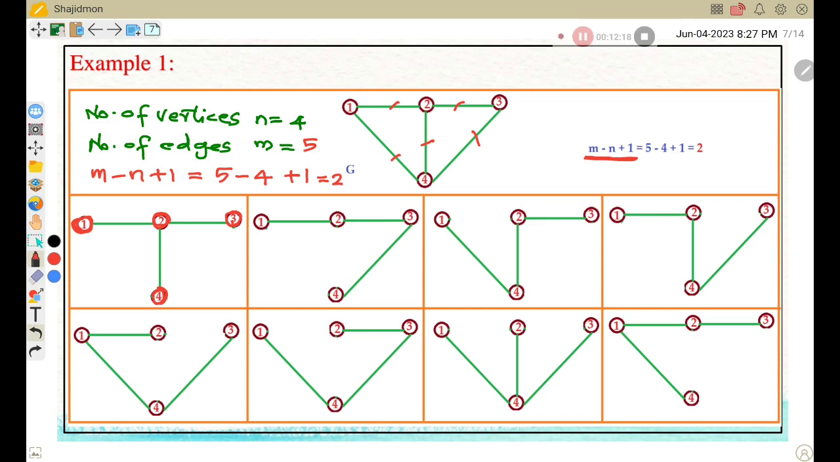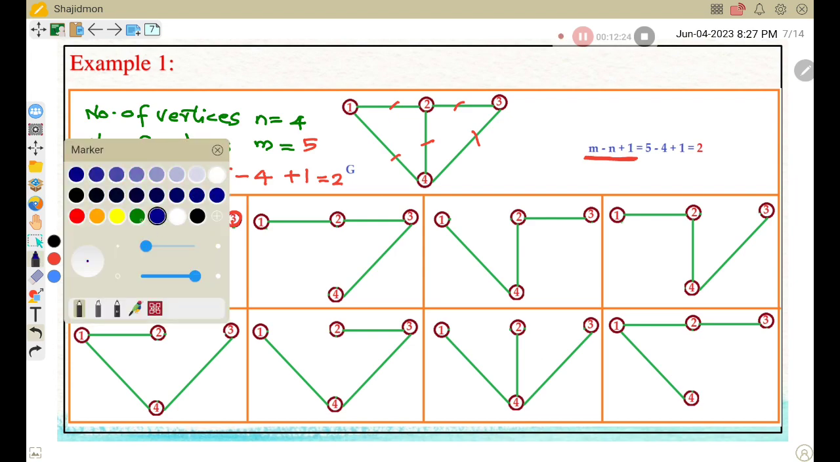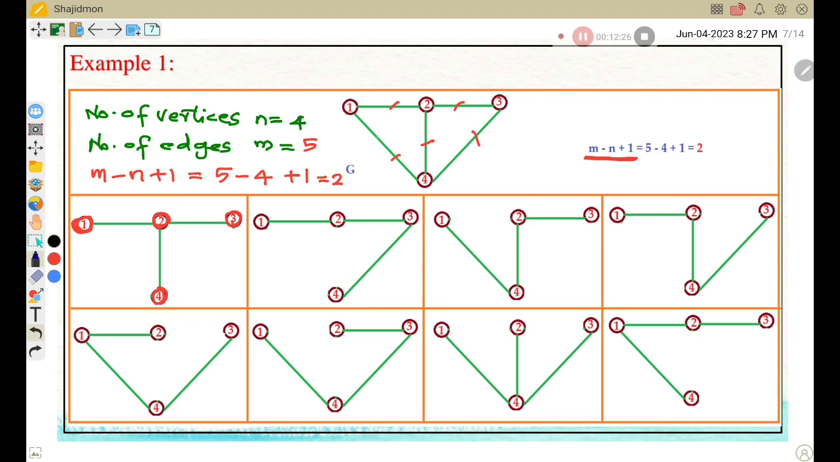So how many edges we need to remove from this graph? 2 edges we need to remove. Then only we will get the spanning tree. But it should include all the vertices, keep that in mind. So first I am removing this edge and this edge. So I can get the first spanning tree like this. See, this edge I removed and this also I removed. These two edges are not included. Number of edges we need to remove is 2. So we get the first spanning tree.